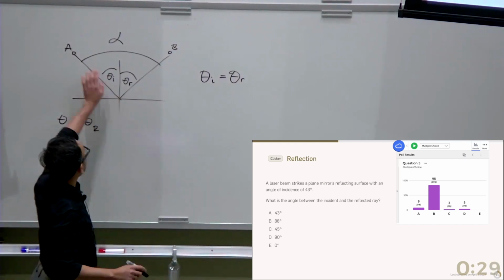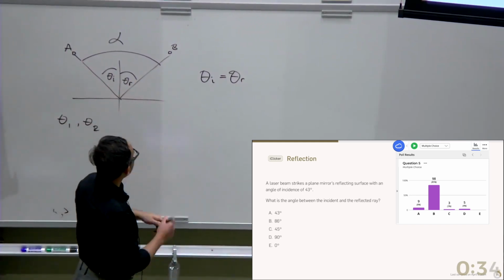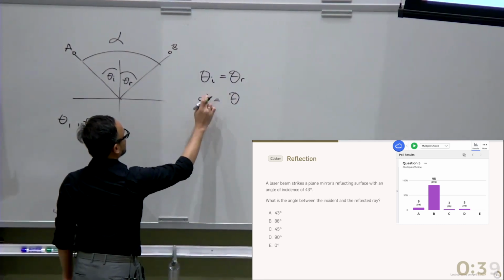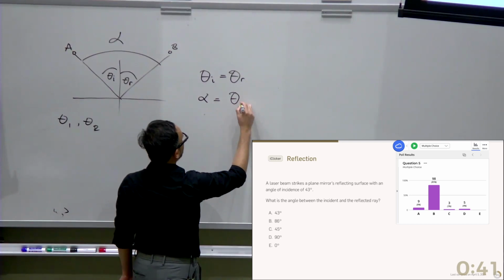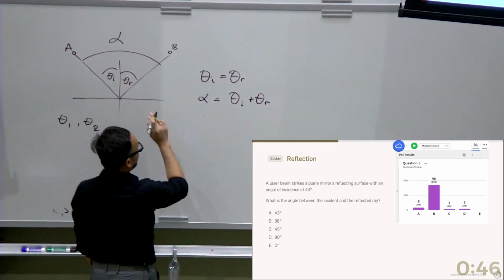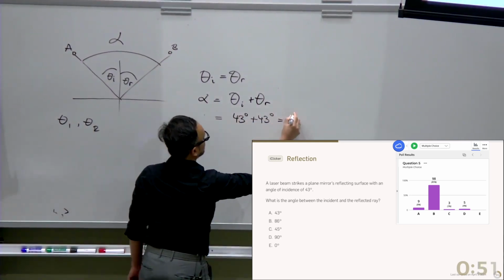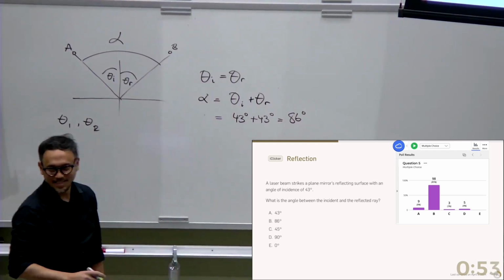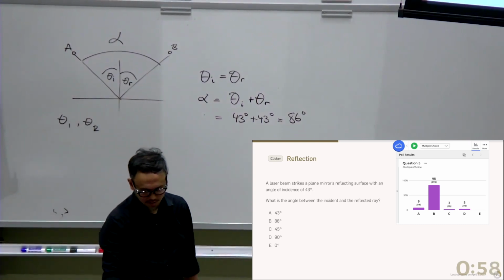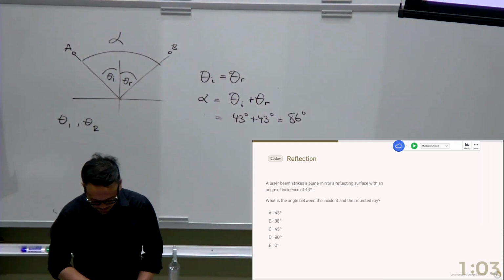So the question is asking for the angle between the incident ray and the reflected ray, which is alpha here. Alpha is not a consensus symbol; I just came up with that symbol. It is equal to the angle of incidence plus the angle of reflection, which is 43 degrees plus 43 degrees, equal to 86 degrees. See, even I can do this arithmetic. So the answer is B. Any other question?